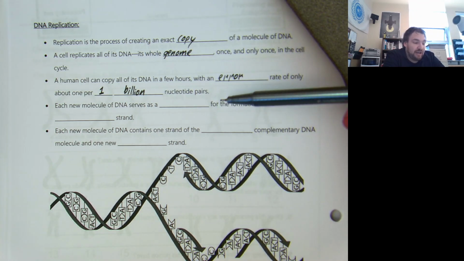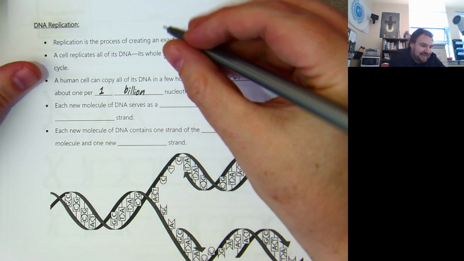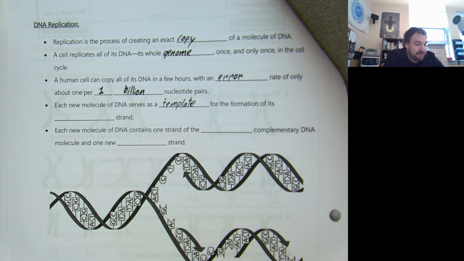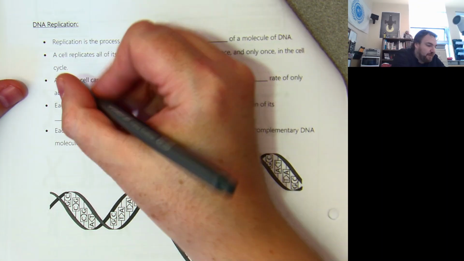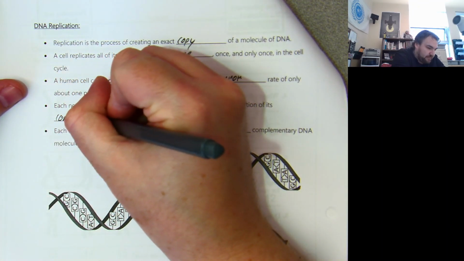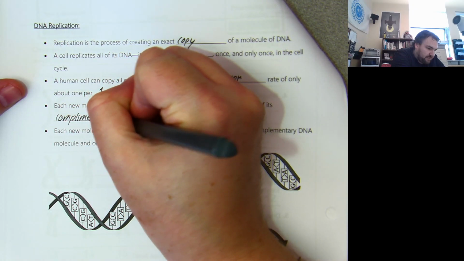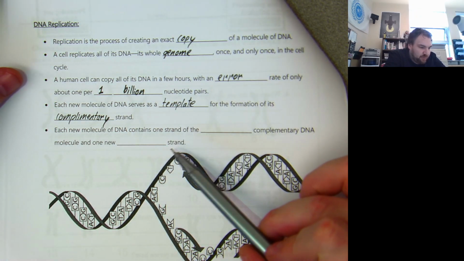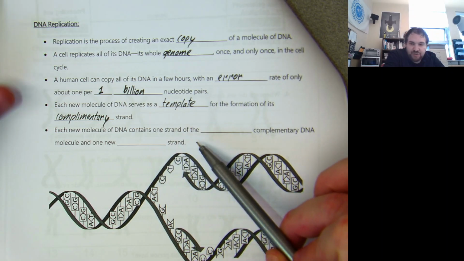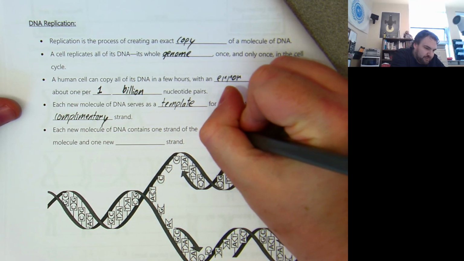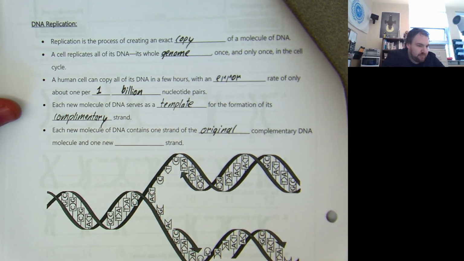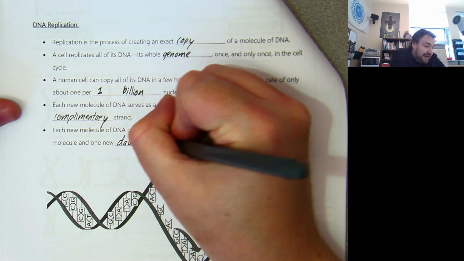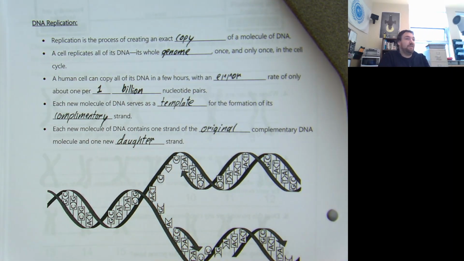And now each new molecule of DNA serves as a template, and I'll explain what I mean in a second with a demonstration, as a template for the formation of its complementary strand. Each new molecule of DNA contains one strand of the original DNA molecule and one new daughter strand. And I'm going to demonstrate right now what I mean by this.